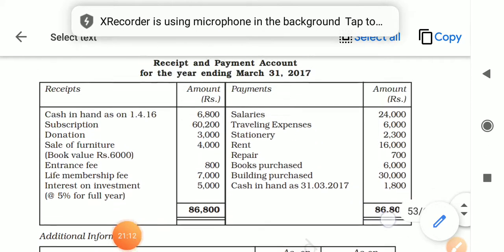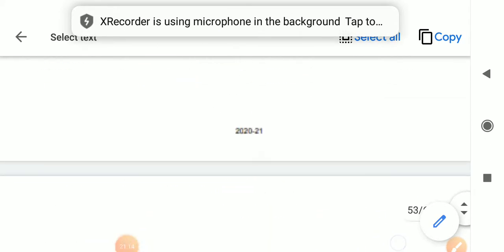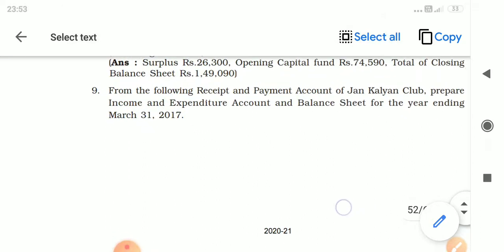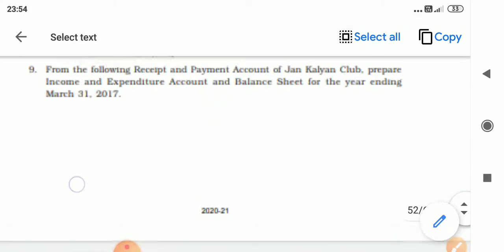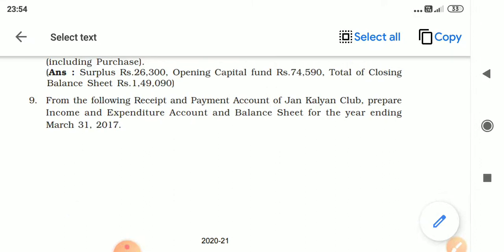Question number 9, NCERT page 53. From the following receipts and payment account of Jan Kalyan Club, in the books of Jan Kalyan Club, prepare income and expenditure account.